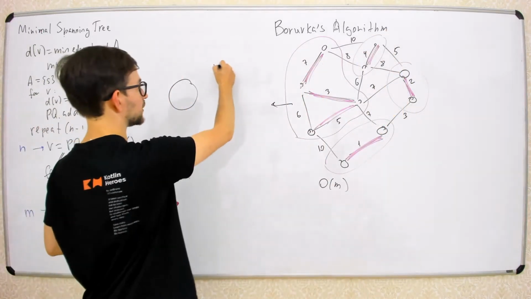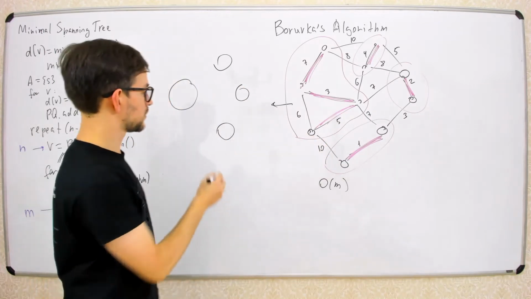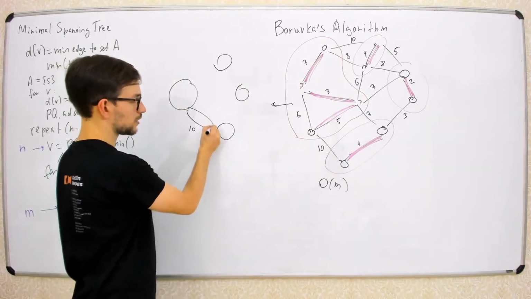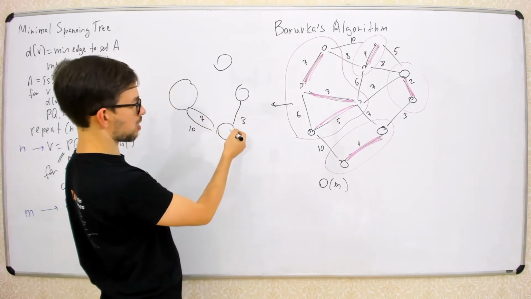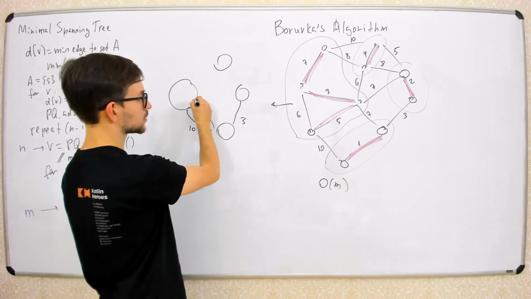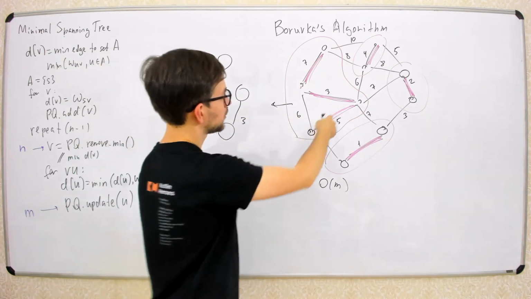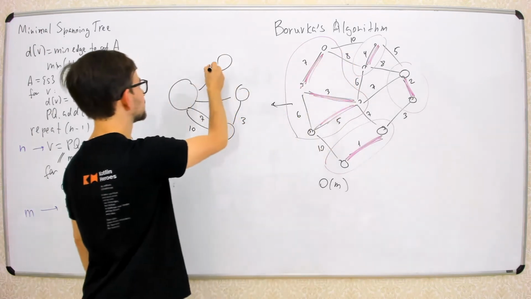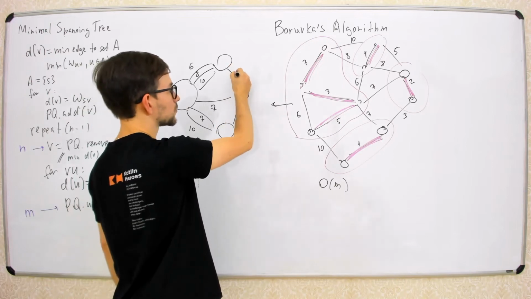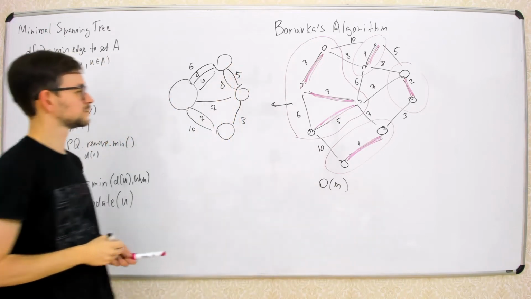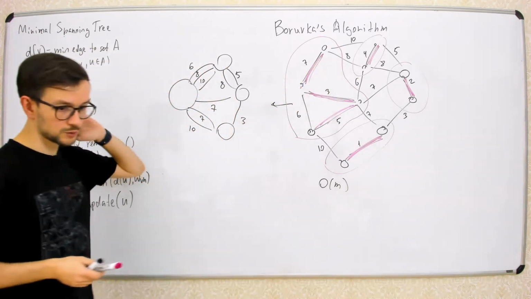So we have 4 connected components, and put these edges between them. So we have this 10, and this 7, and this 3, and this 7, right? And here we have 6, 8, and 10. And here we have 5 and 8. So just compress every connected component into a single node.